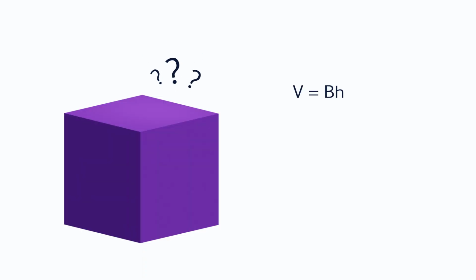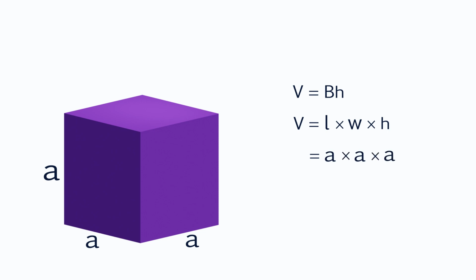So does this work for all cubes? Yes, it does. Let's investigate this further. Say that the length is equal to A. That would mean the width and the height are of length A as well. Inserting this into the formula gives you V equals L times W times H equals A times A times A equals A cubed. How cool!